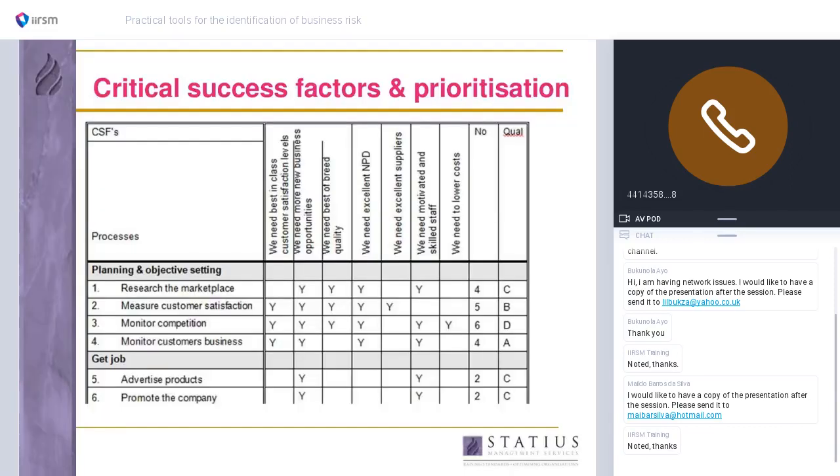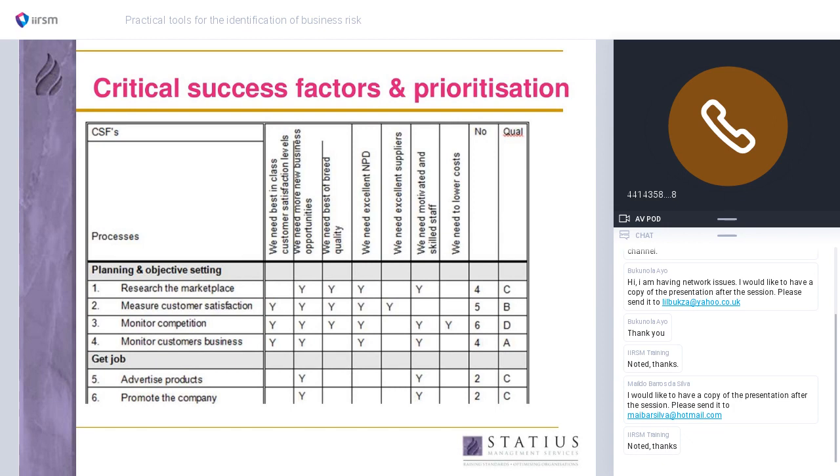So if we now expand that matrix, we can see all 7 of the CSFs, the detail of which is unimportant, as this is just an example. The process for the prioritisation is to review all of the processes in turn and establish which of them have an impact on the critical success factors, the CSFs. The second stage is then to assign an A to E rating for the quality of the current process performance, where A is good and E is poor.